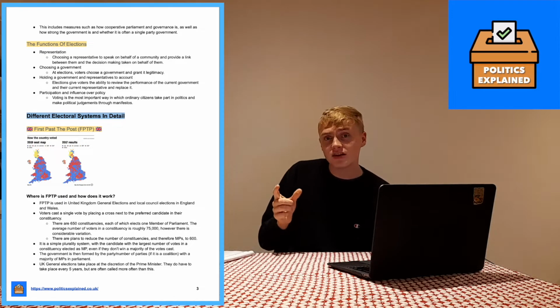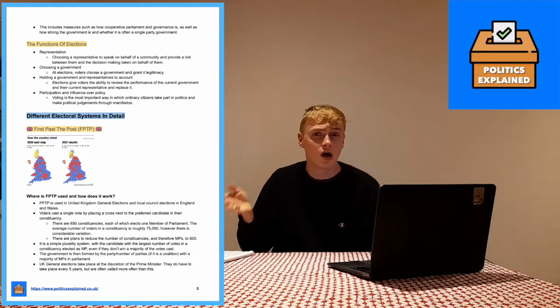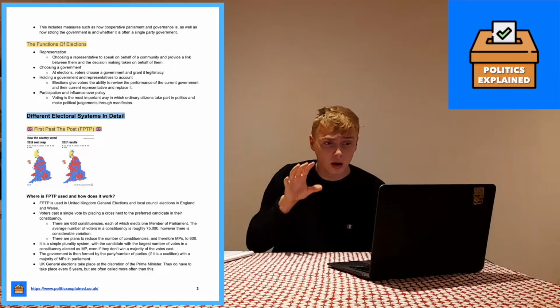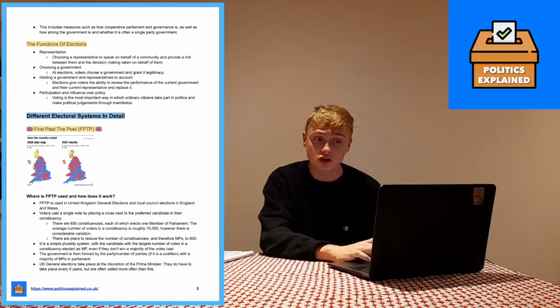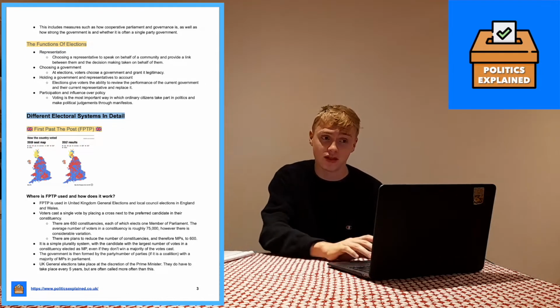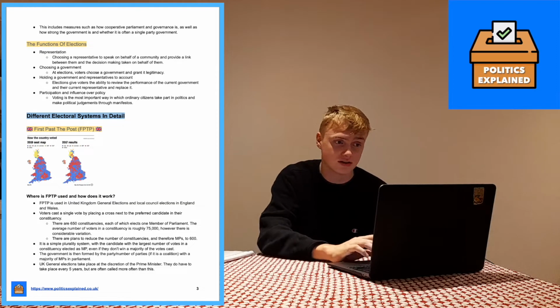There is some variation in that. For example, Isle of Wight has 110,000 or 120,000, whilst there are some seats which have lower numbers as well, but it tends to be around 75,000. There are plans to reduce the number of constituencies down to 600, but those plans have been in place for a while since the coalition government and they still haven't materialised.